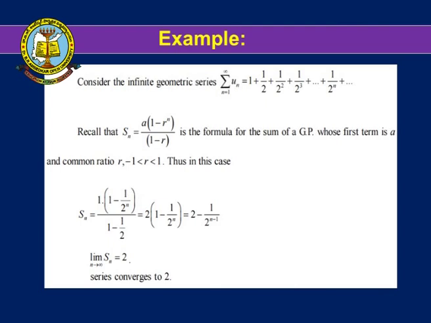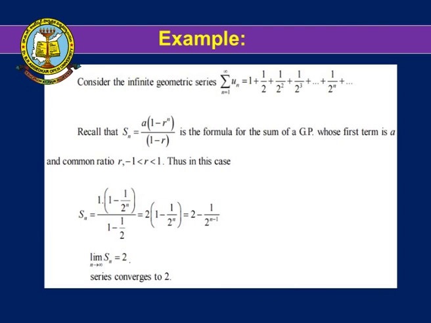So here S_n, with a equal to 1 and r equal to 1 by 2, so here a into 1 minus r to the power of n by 1 minus r is the partial sum. If we substitute, we get S_n equal to 1 into 1 minus 1 by 2 power n by 1 minus 1 by 2, that equals 2 into 1 minus 1 by 2 power n. This is the partial sum of the n terms. So, if we multiply it, 1 into 2 minus 1 by 2 power n minus 1.